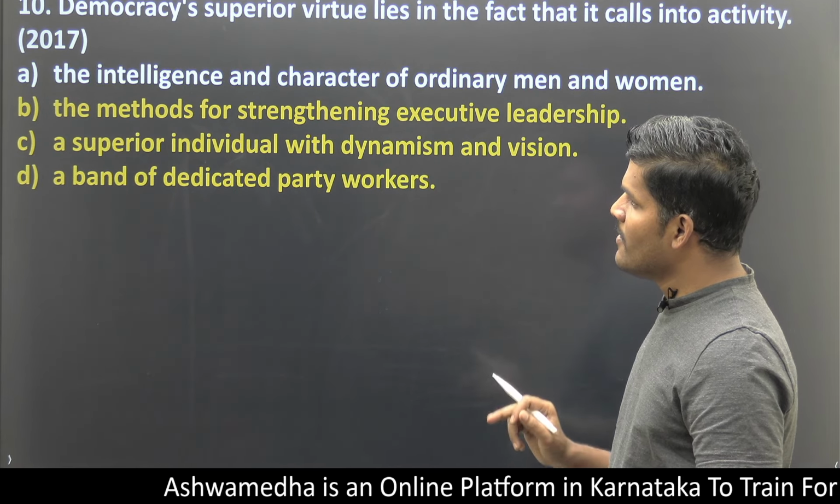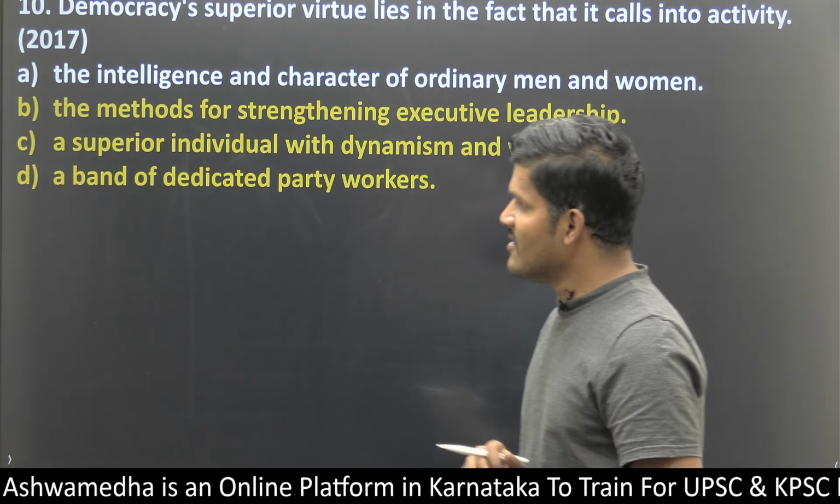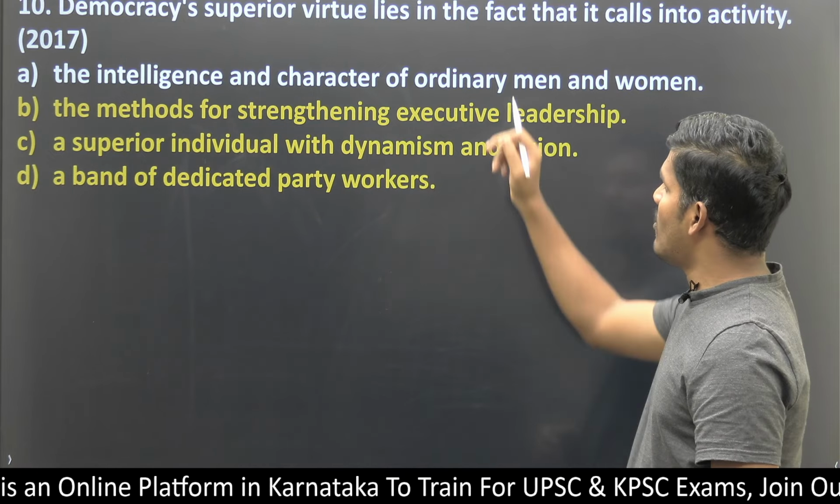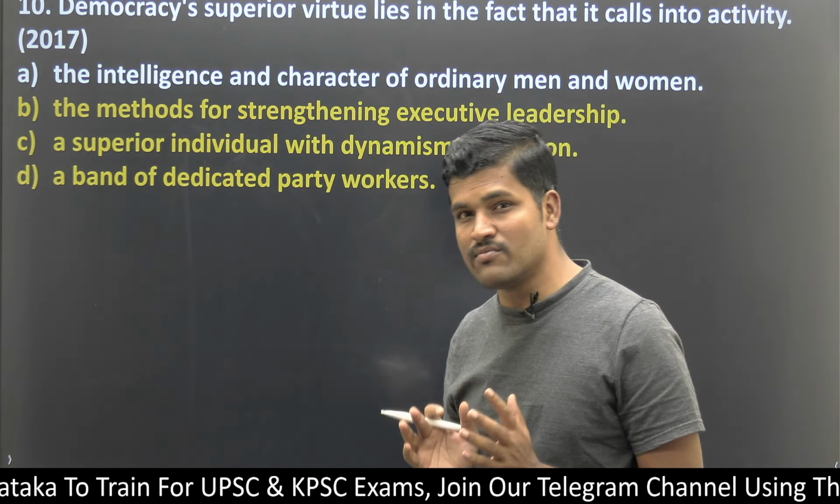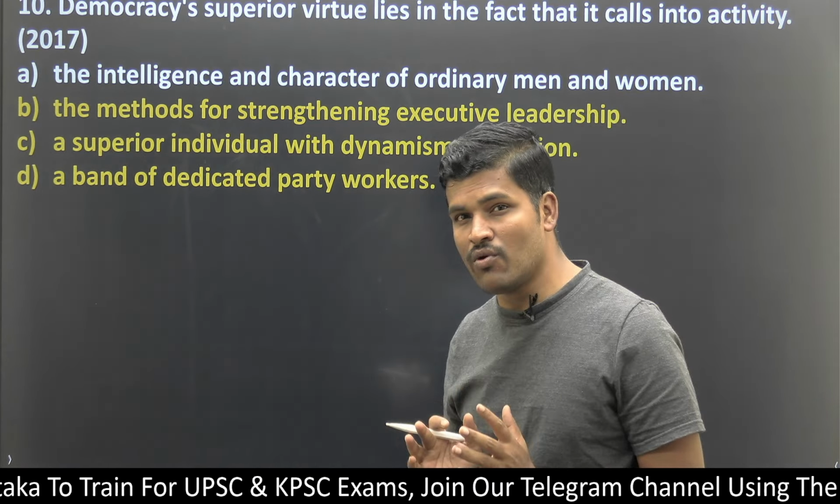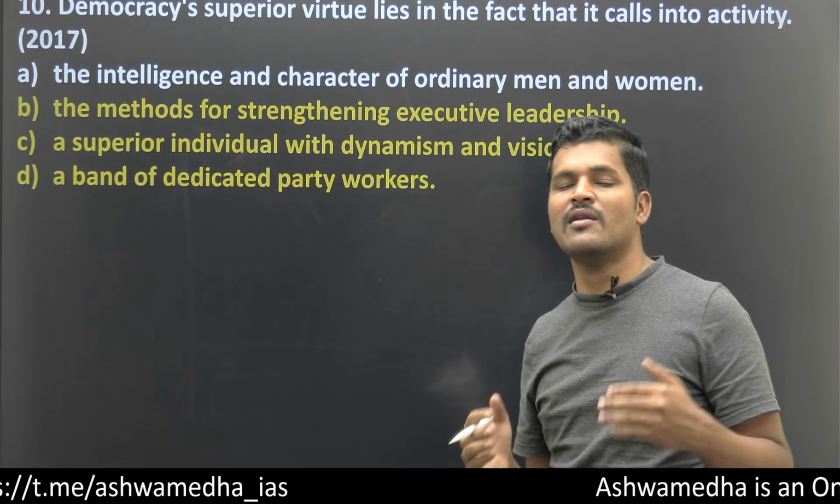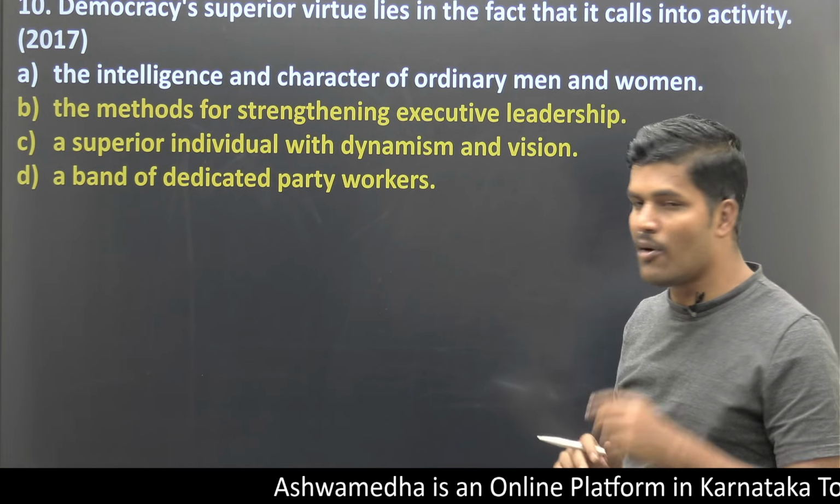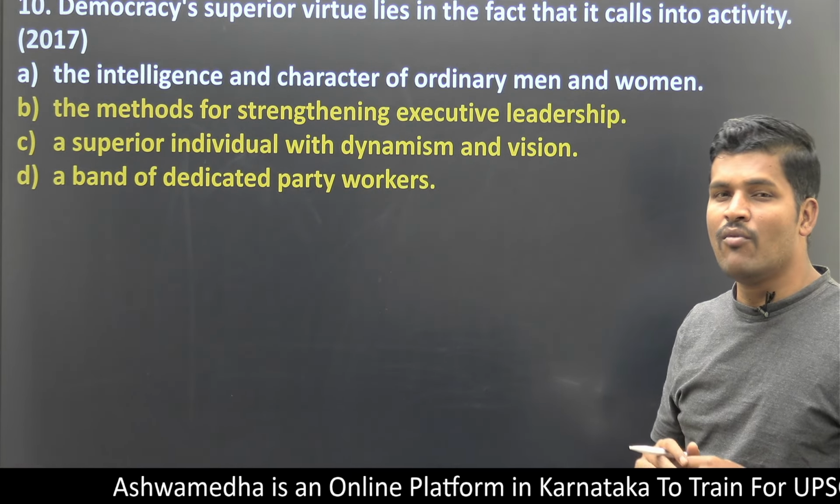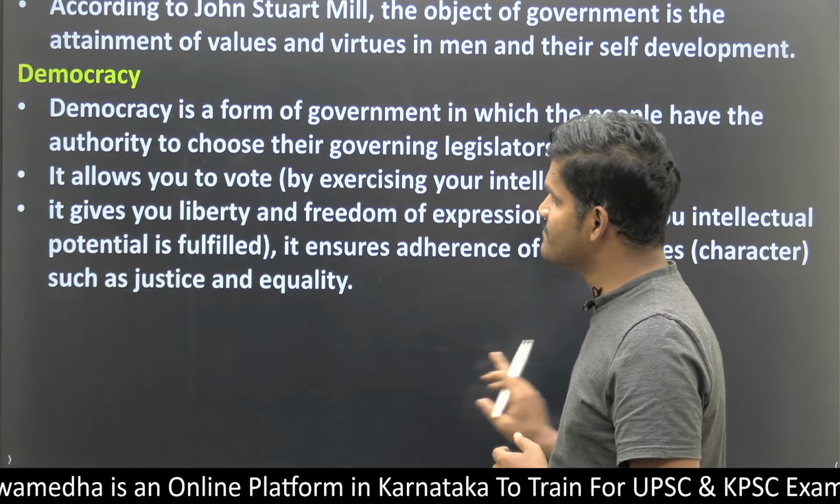If you see options A and C, in option A it is ordinary men and women. For the constitution, ordinary men and women are more important. Option C, a superior individual with dynamism and vision. All human beings are not superiors. All 140 crore human beings are not super individuals. They are common men like you and me. That's why, when compared to A and C, option A seems more appropriate. Right?